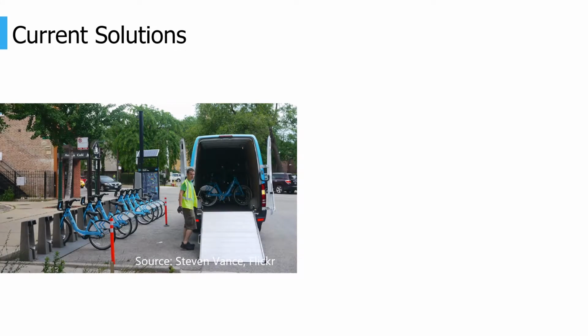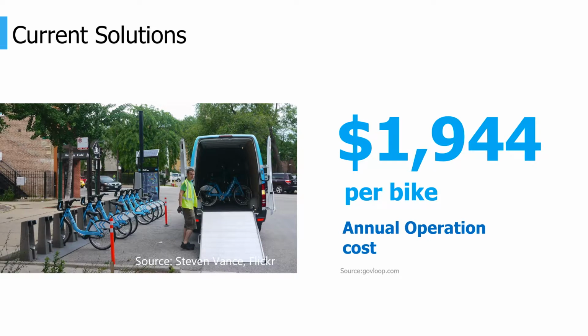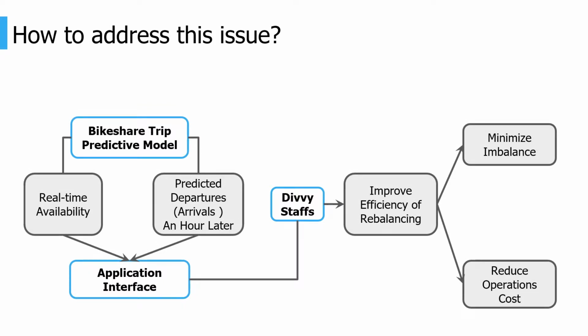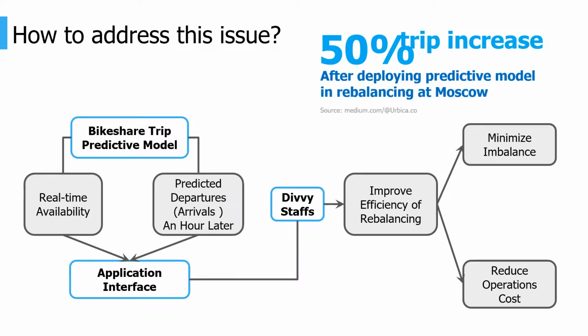Currently, Divvy staff drive vans to reallocate bikes based on the real-time availability, which usually lags behind the need due to the time of driving across the city, especially during rush hours. Furthermore, research has shown that rebalancing is the single largest operating expense for bike share, which is up to $1,944 per bike annually. EasyRebalancing is designed to solve this problem by improving the effectiveness of rebalancing operations, minimizing the imbalance of bikes, and reducing the operations cost.